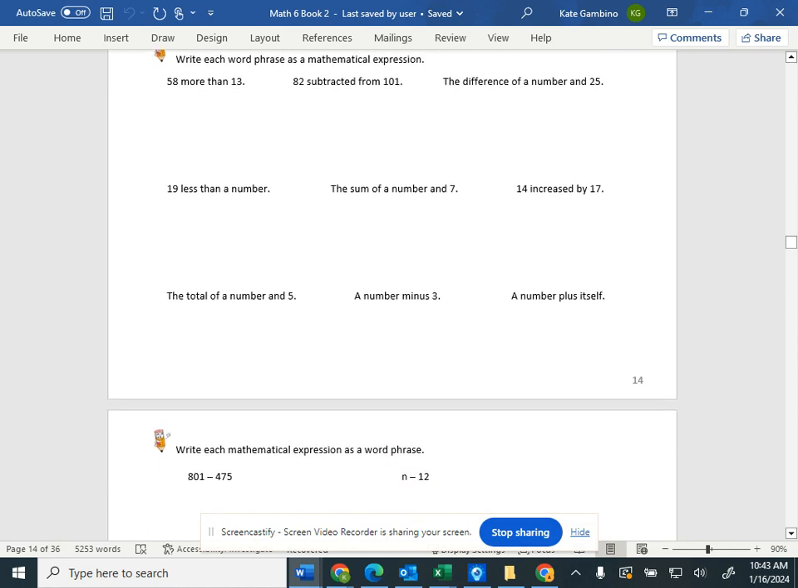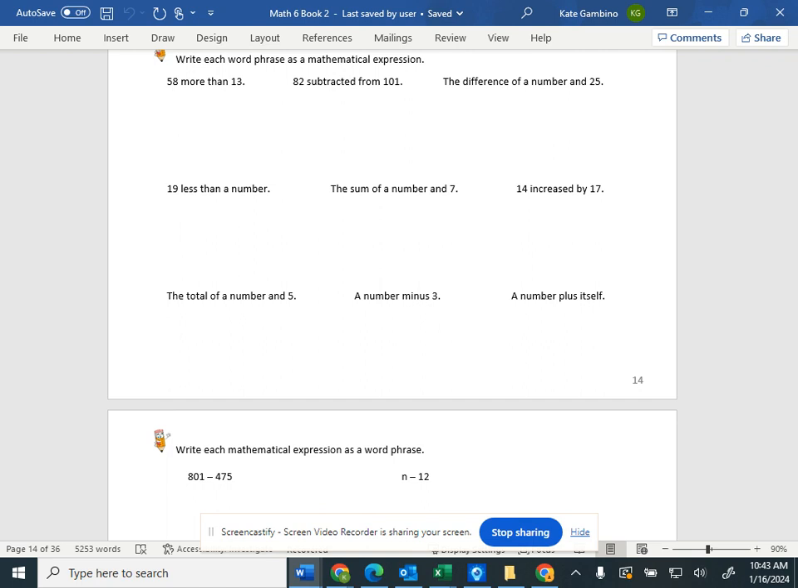And we're going to write each word phrase as a mathematical expression. We're not going to do the whole front side. We're going to do some of them, and then you're going to do some on your own, because on the back side we're doing the opposite. They're giving us the mathematical expression and we're going to put it in a word phrase. So we're going to do a few of these, this top row, and then you're going to have homework working on the rest. So let's look.